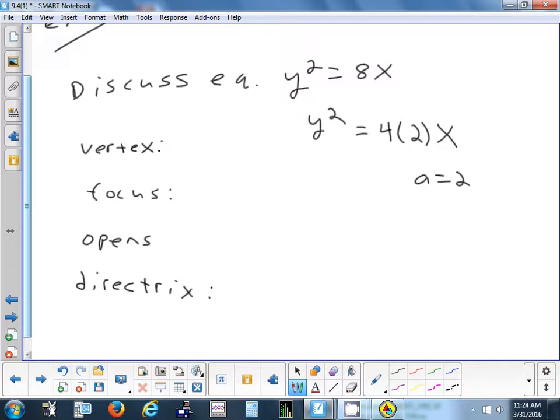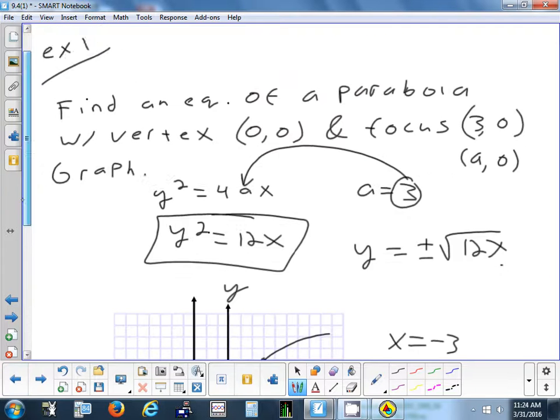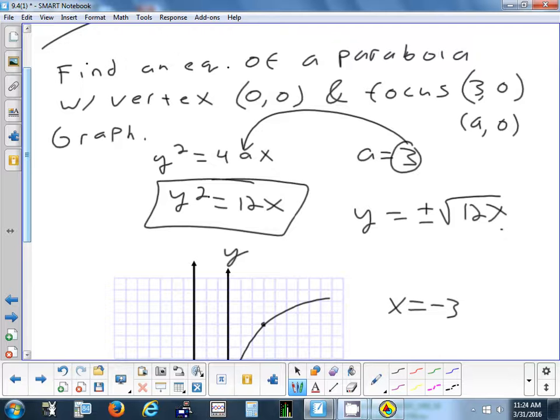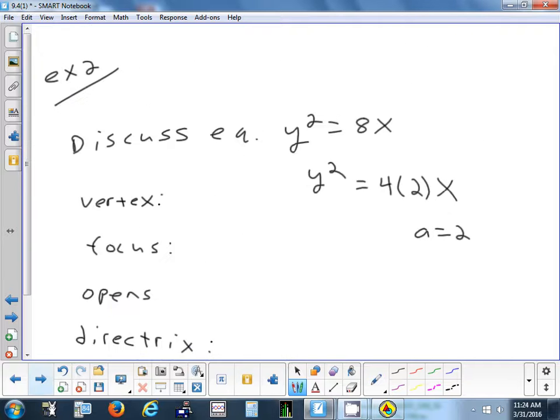That's an important step. Any questions on how we got a equals 2? If you're writing it in the standard form that the table gives you, it has to be y squared equals 4 times something. The something is your a. Normally, you should simplify it, just like we did here. But if you work backwards, it would be 4 times 3. That gives me 12. That's how I know a is 3. 4 times what is 8? 2. So a is 2.